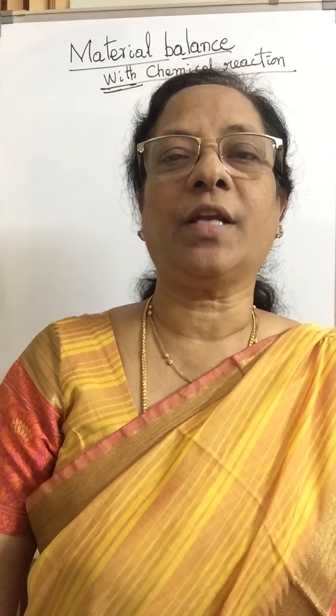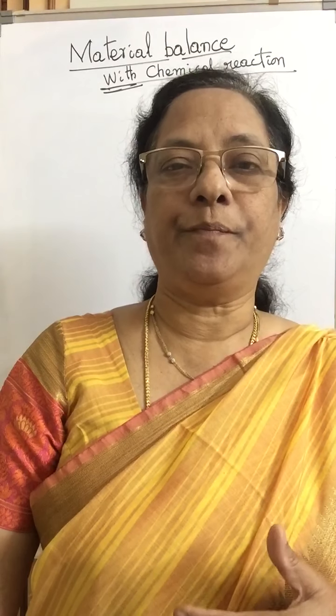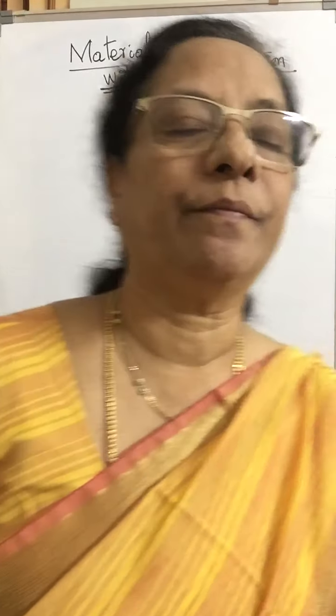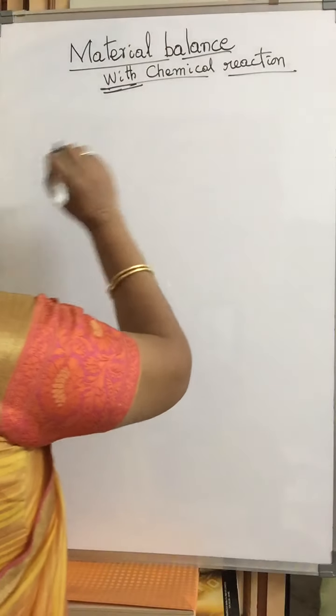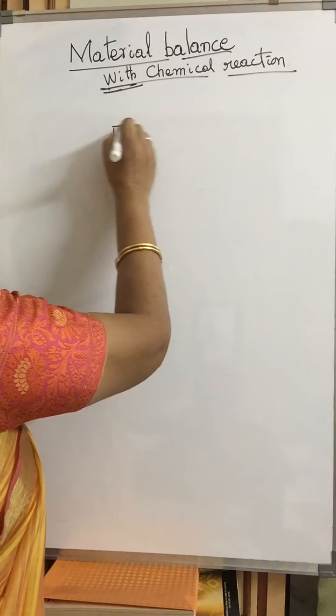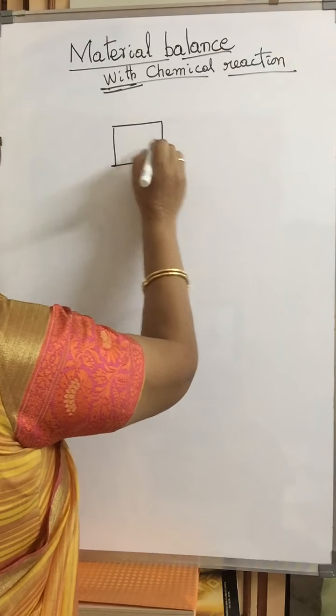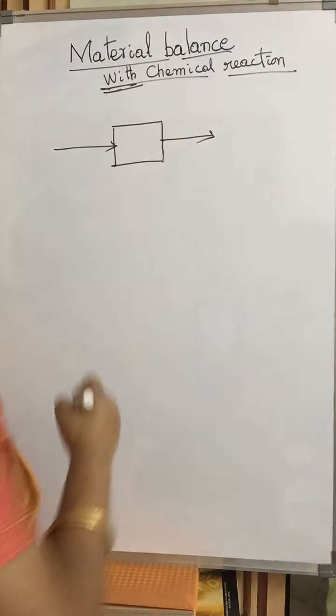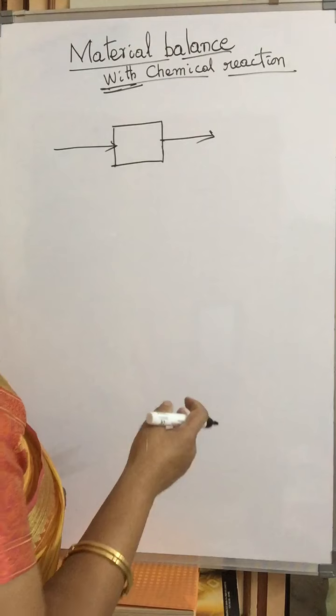Now we will do 2-3 problems, and before starting the actual problem we will discuss some basic concepts, some basic calculations, small parts with examples. Then we will solve the actual big problems. So first, in previous classes we have discussed material balance without chemical reaction.